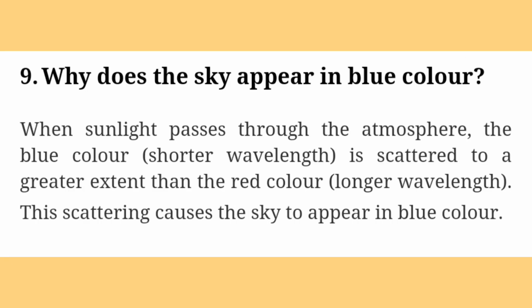Ninth question, why does the sky appear in blue color? Answer, when sunlight passes through the atmosphere, the blue color, shorter wavelength, is scattered to a greater extent than the red color, longer wavelength. This scattering causes the sky to appear in blue color.